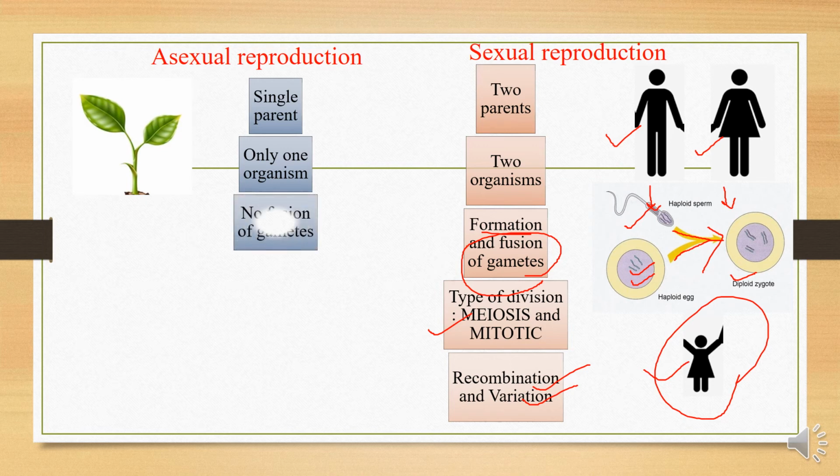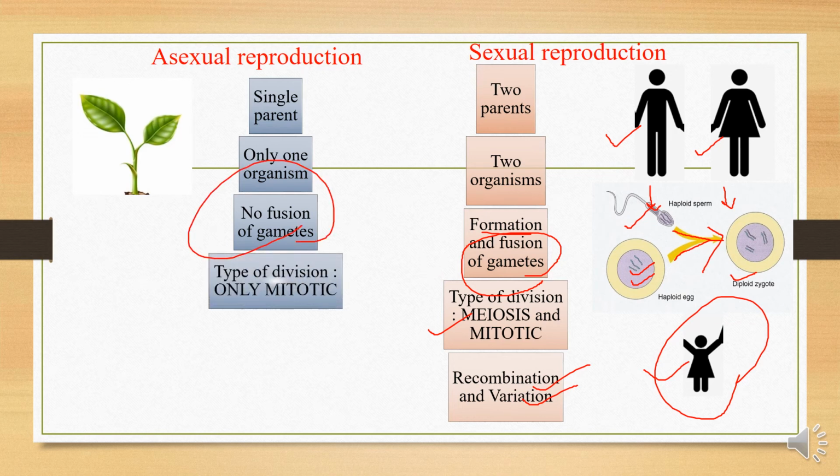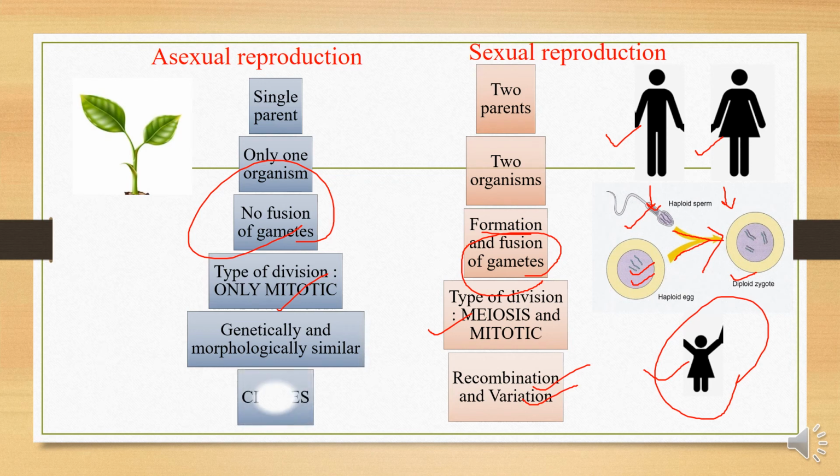Again, the reason being that there is only a single parent involved, there is no fusion of gametes taking place. The type of division which takes place here is only mitotic division, as a result of which genetically and morphologically the offspring are exact copies of their parents, which we call clones.